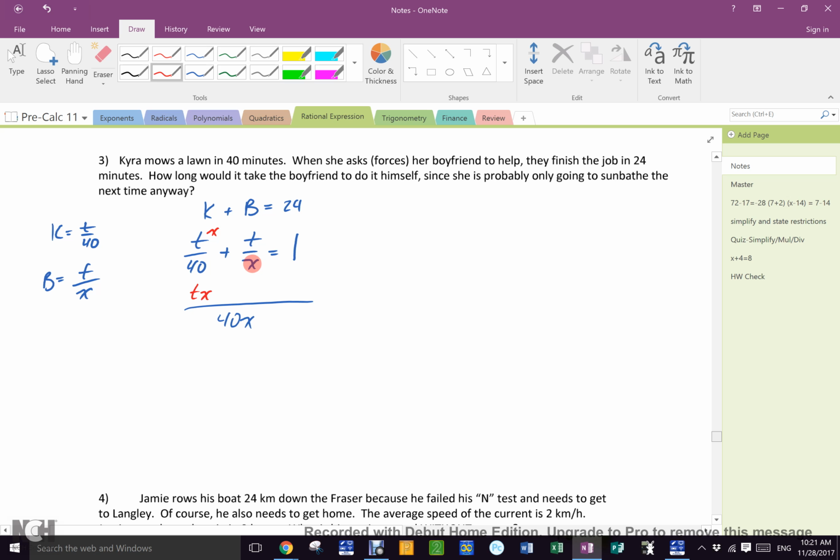What's that guy have? So what's he need? Plus 40t. 40t equals what? What does that guy need? Both of them, right? So what does he get? 40x. Is everybody cool? Now where do I do my math? I just need to worry about the top, yes?